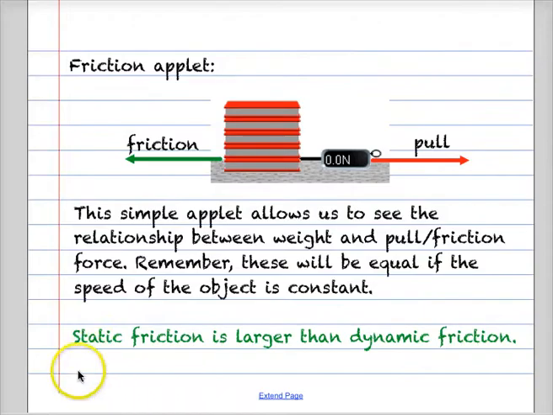Just a brief comment on why the value was higher than the stable value once it was moving. We have two kinds of friction, static friction and dynamic friction. Static friction we see before the object starts to slide, and it's bigger than the dynamic friction, which is what we get when the object starts to slide. So static friction is larger than dynamic friction.